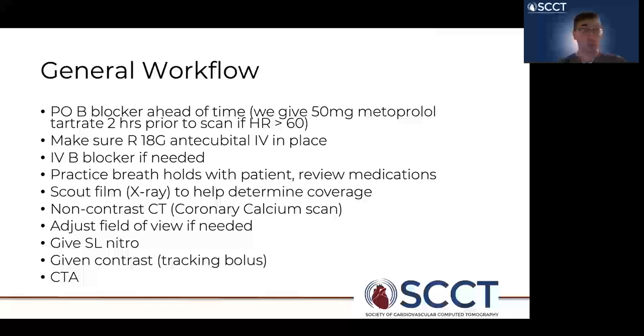You then do a scout film, which is essentially an X-ray to help determine your coverage. You get the non-contrast study, which is the calcium score. You adjust the field of view if needed. You give sublingual nitro, you give contrast. We use tracking bolus at our facility, and you'll hear more about that in later talks. And then you do the CTA portion of the test.